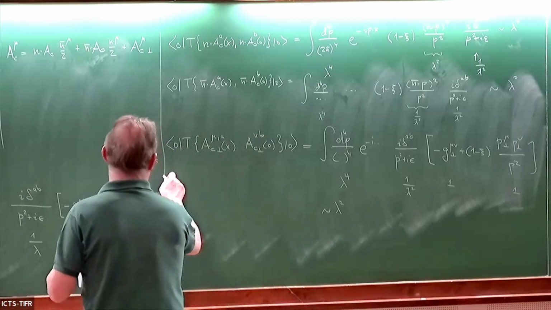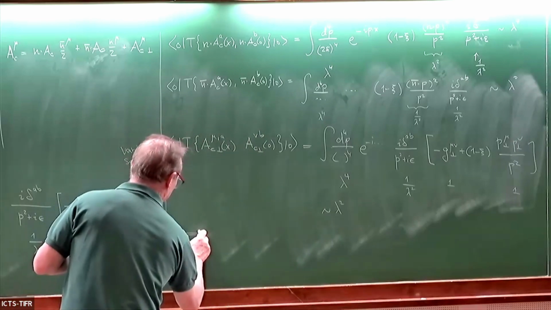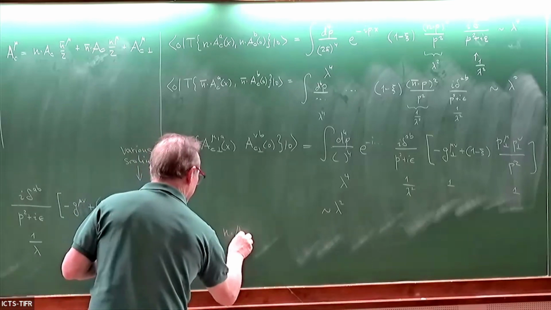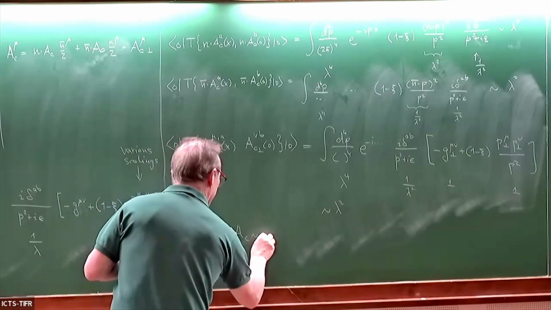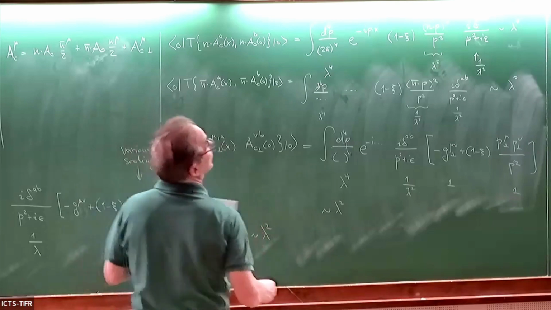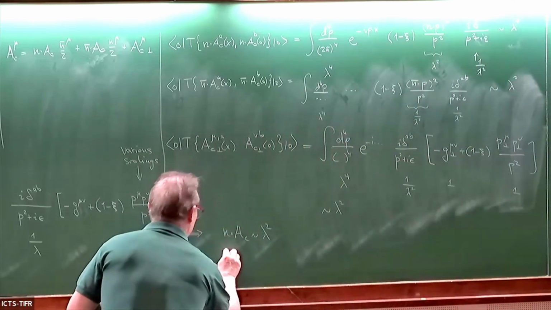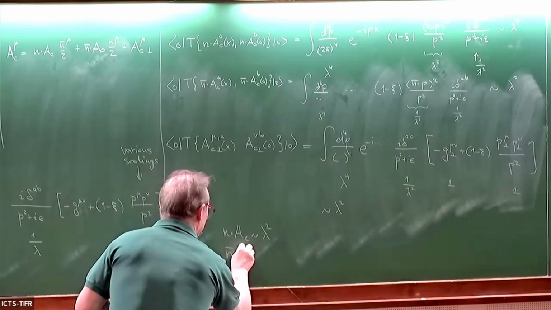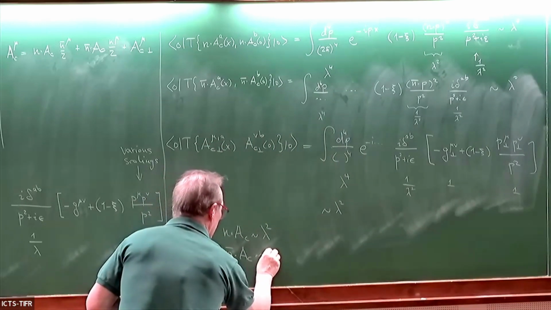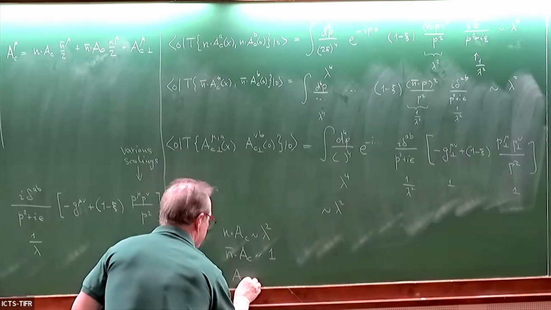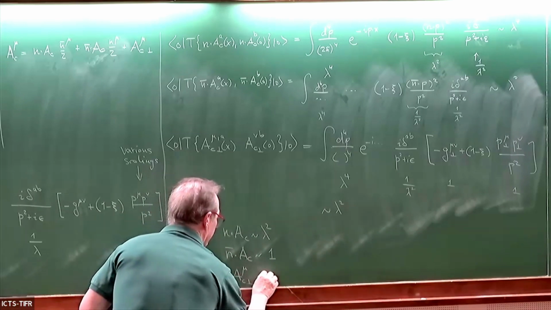So based on this, we find that n dot A collinear counts like order lambda squared. That's the first relation. Two of them give lambda to the 4. n bar dot A collinear counts like 1, and A collinear perp counts like lambda.